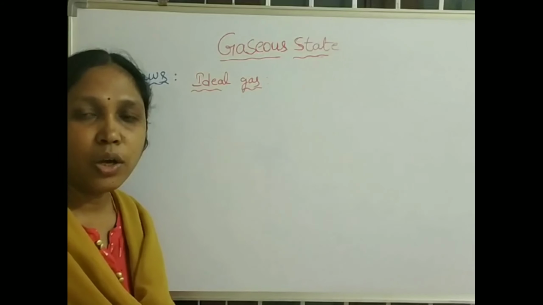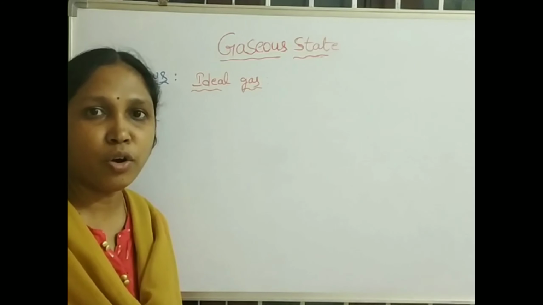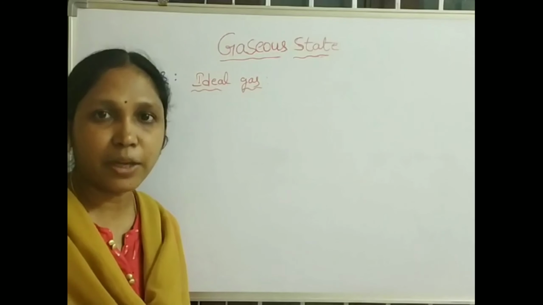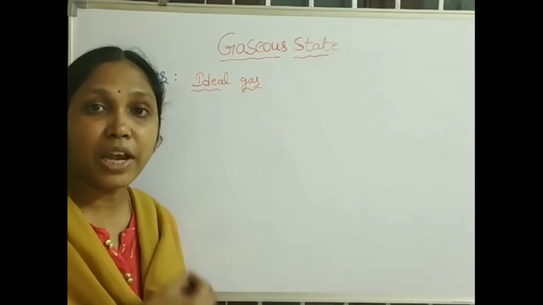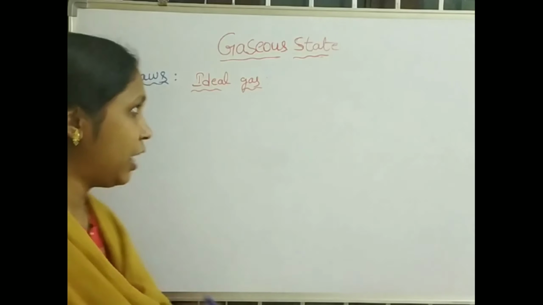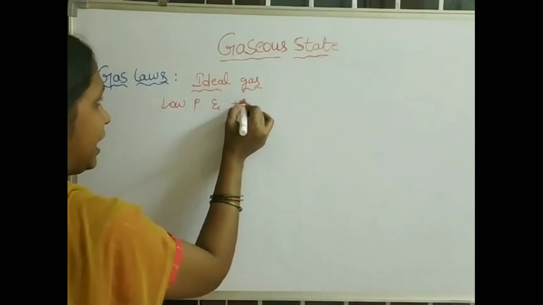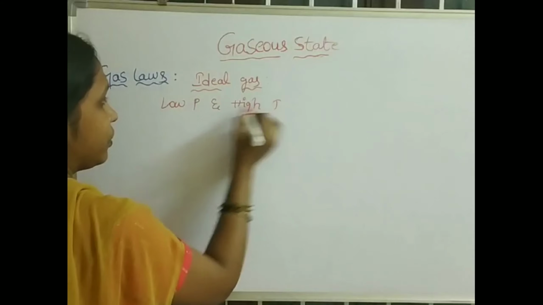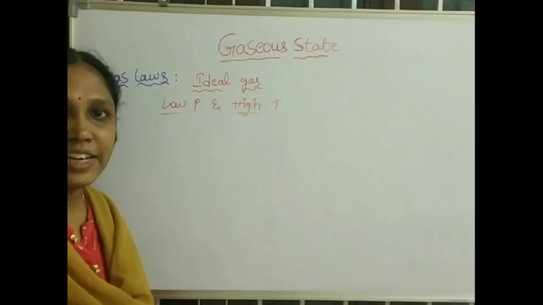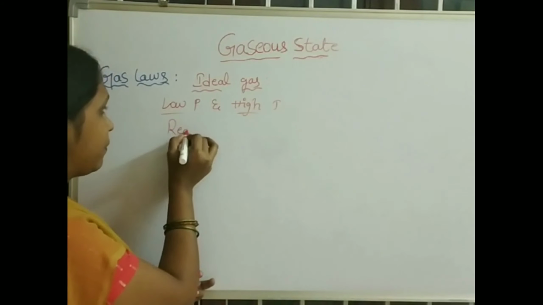But in nature, we don't observe the ideal gas. That means no gas follows the three rules at a time. But at low pressure and high temperature, the gas behaves like an ideal gas. Otherwise, the gas is known as a real gas.